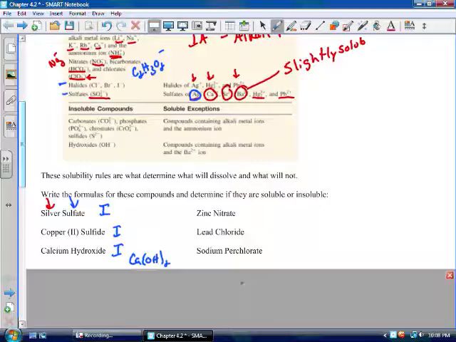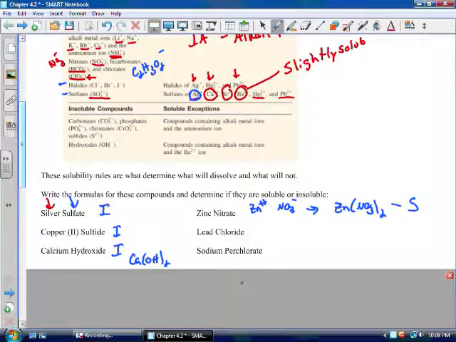The next one, zinc nitrate. Zn is plus 2, NO3 is minus 1, so that would form Zn(NO3)2. First check, zinc, not in group 1A. Therefore, we move on to check 2. Nitrate. Nitrate is on the list, so automatically I know this is soluble, and I stop right there.